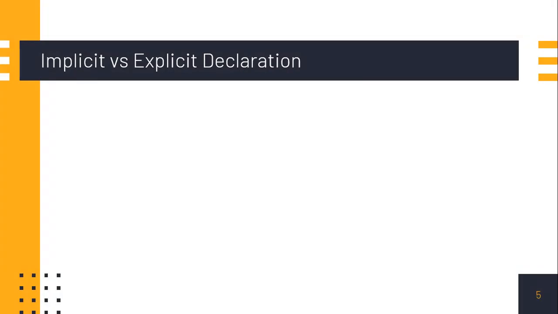Let's look into what is implicit and what is explicit declaration. When we say implicit, it means VBA automatically assigns a data type to a variable. For example, when you directly say name is equals to Nerdy Nawab, VBA starts treating that object as a string object. So you don't need to declare it, you can directly assign the value to it.